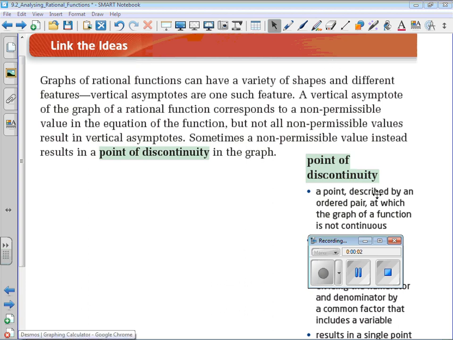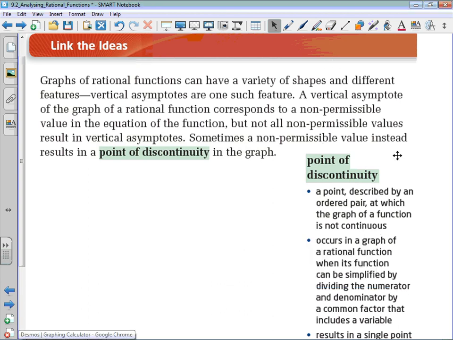Okay, this is the 9.2 instructional video from F30-1 where we start to talk about analyzing rational functions, and it's approached a little bit differently than 9.1 where we looked at transforming rationals and using that transformation language. 9.2 is really specific to rational functions, and what we're going to talk about is non-permissible values, asymptotes, and then something else called a point of discontinuity, which is going to be something really important that we talk about.